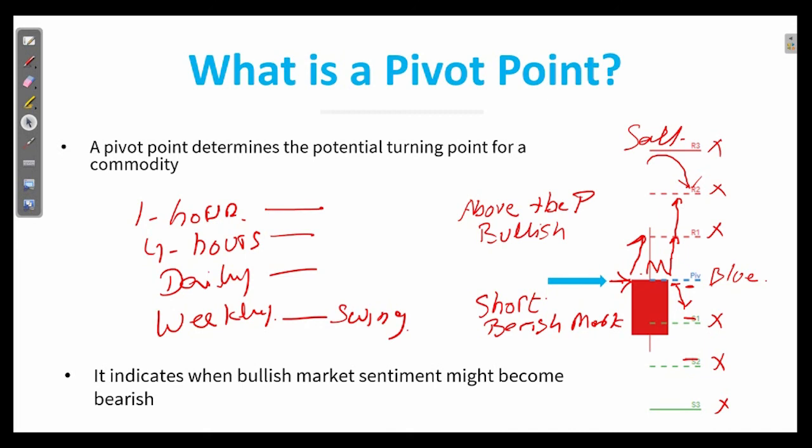And some of the traders only use pivot points and maybe another couple of indicators, which I will explain to you in my next class.